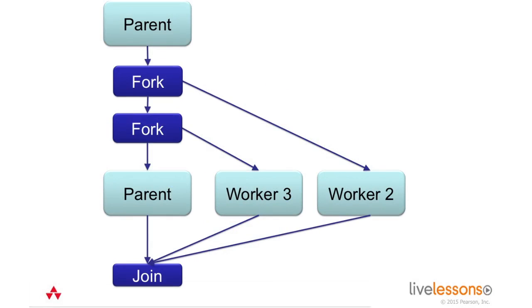So the forking is done by the main thread or the parent thread. It forks one worker, here's the worker 2, then forks another worker, and then usually it does some work in the main thread, and then all these threads are joined together by the main thread. And you can fork as many threads as necessary, and you can let them all do work in parallel. Just make sure that at the end you join all of them. Let me show how this is done.